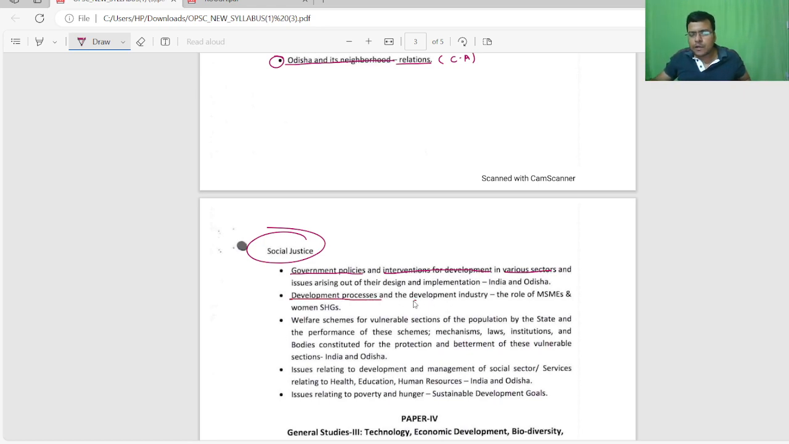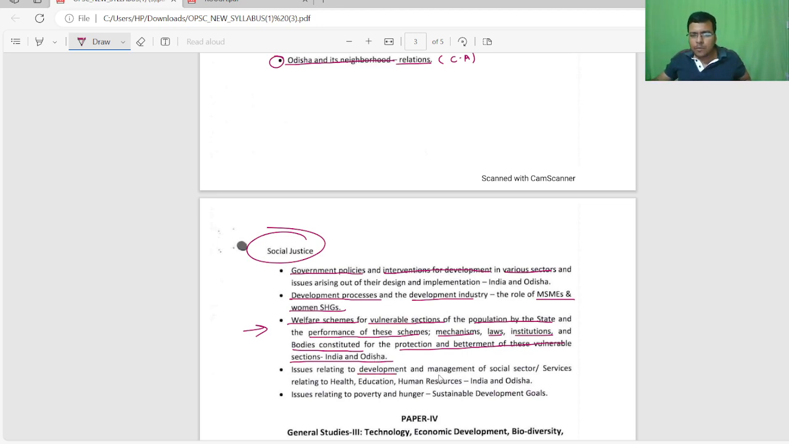Development process and development industry, role of MSME and women in SHG. So in Odisha, Mission Shakti. You have to write about Mission Shakti in Odisha. Yes, this is again public administration come welfare administration. Welfare schemes for vulnerable sections and population by the state and performance of these schemes. Mechanisms, laws, institutions and bodies constituted for the protection and betterment of these vulnerable sections. So in public administration paper 2, we have discussed welfare administration. That is it. Welfare administration.